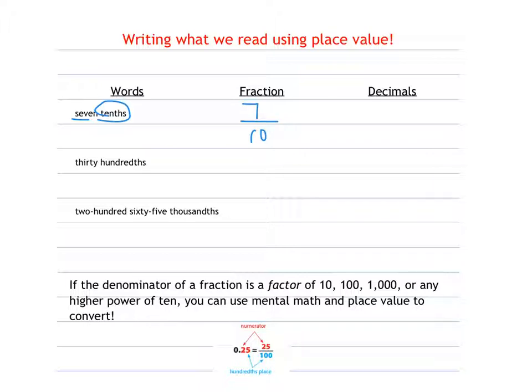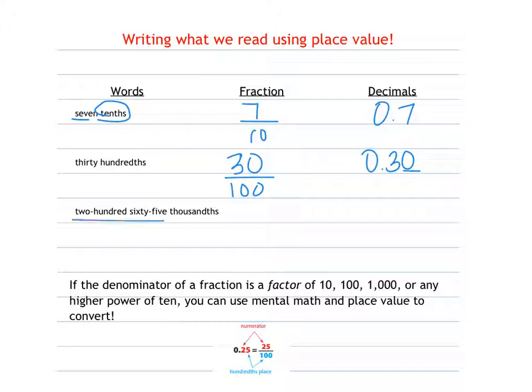As a decimal, we went through this with place value. Tenths is the first spot after the decimal, so it would look like that. 30/100, well, that means 30 for my numerator over 100. So I'm just writing exactly what it is that I'm reading. 30/100, well, hundredths is after the decimal. 30, it ends in the hundredths place.